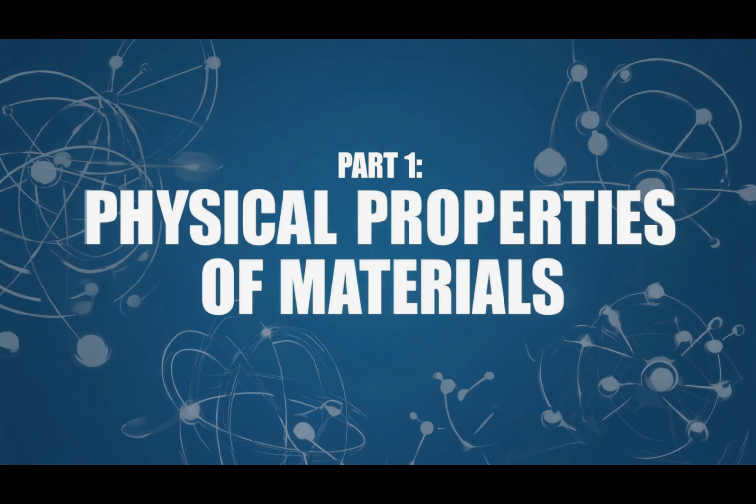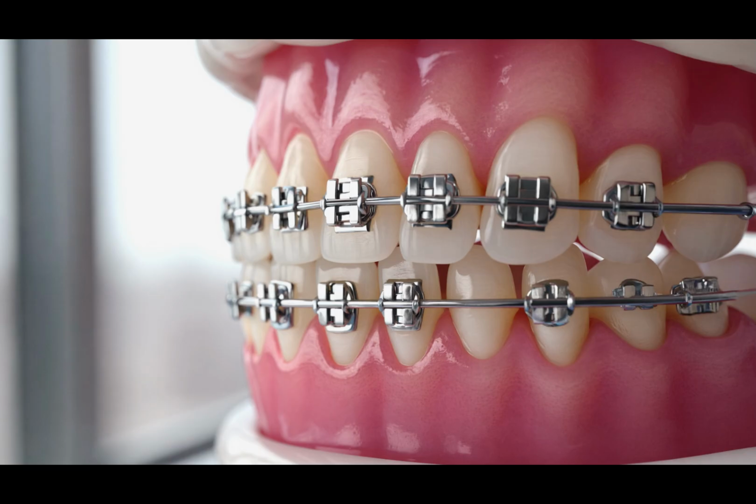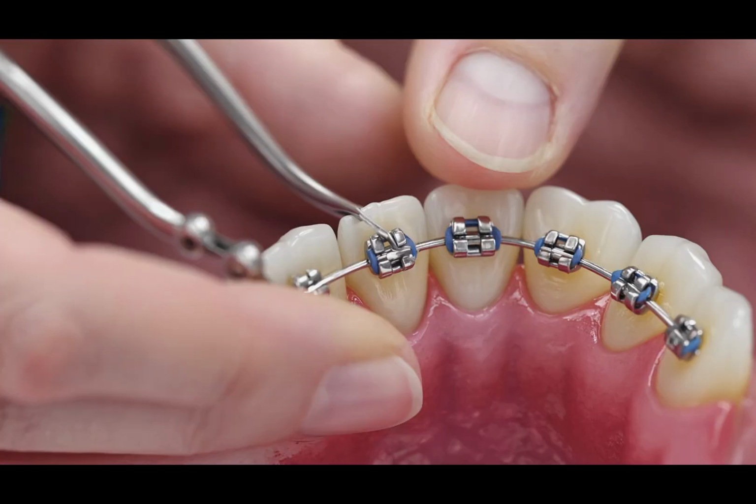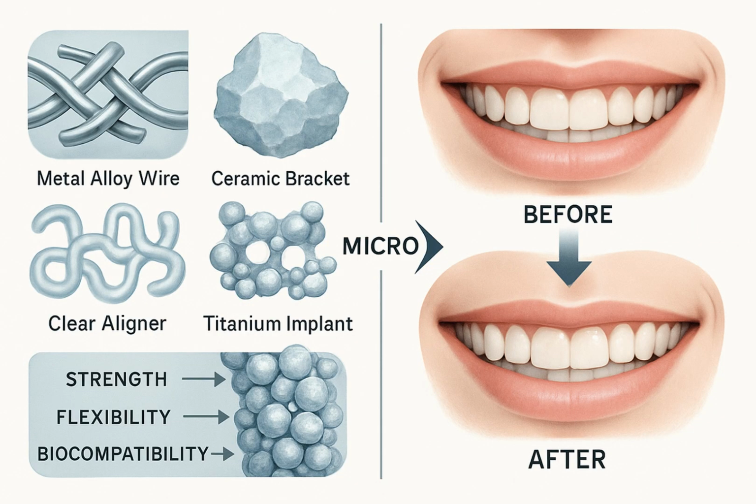Understanding their unique physical properties isn't just academic. It's essential for designing effective, comfortable, and durable orthodontic appliances. We'll uncover how materials respond to stress, what makes a wire springy or stiff, and why choosing the right material is crucial for different stages of orthodontic treatment. Get ready to explore the microscopic world that creates macroscopic changes in a patient's smile.